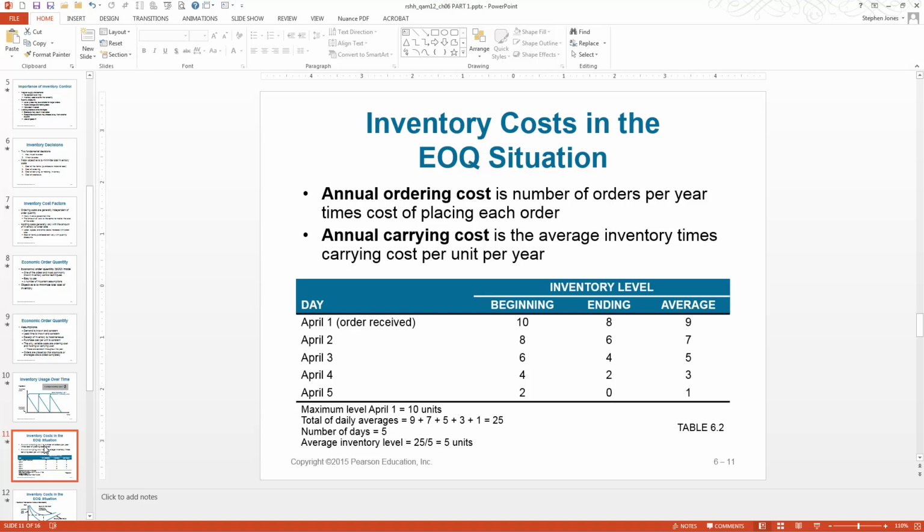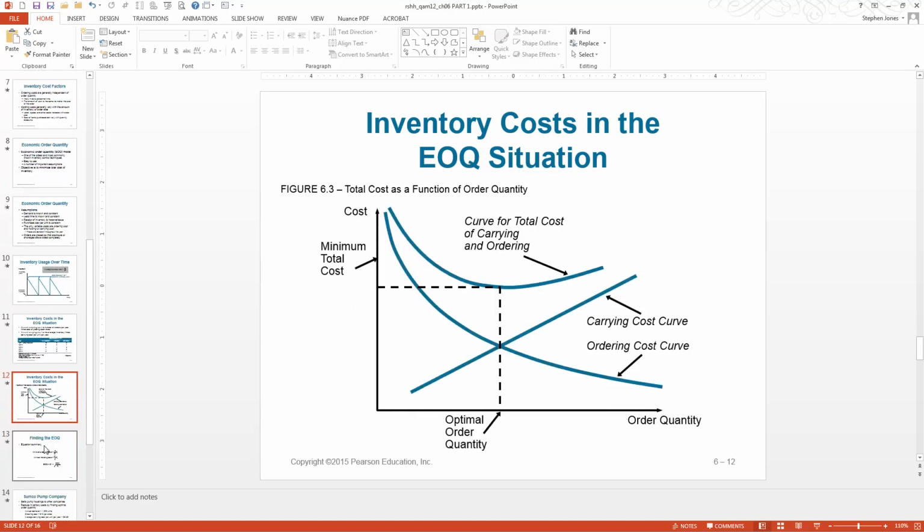So your annual ordering cost is basically the number of orders times whatever the cost is. Your carrying cost is your average inventory times whatever the cost is for carrying stuff. And then you'll see how quickly we actually use all of this. In graphic form, it kind of looks like this.